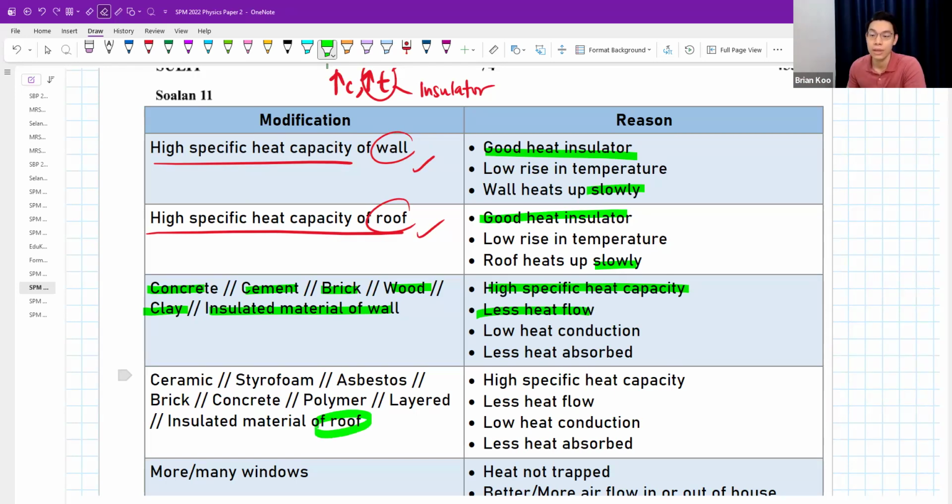Roof also the same. Ceramic, styrofoam, asbestos, brick, concrete, polymer. If you say bricks, also correct. If you say concrete, also accepted. I have many layers for the roof so that it's not too hot. Or you just say insulated. Reason same. Less heat flow, less heat conduction, less heat absorbed.